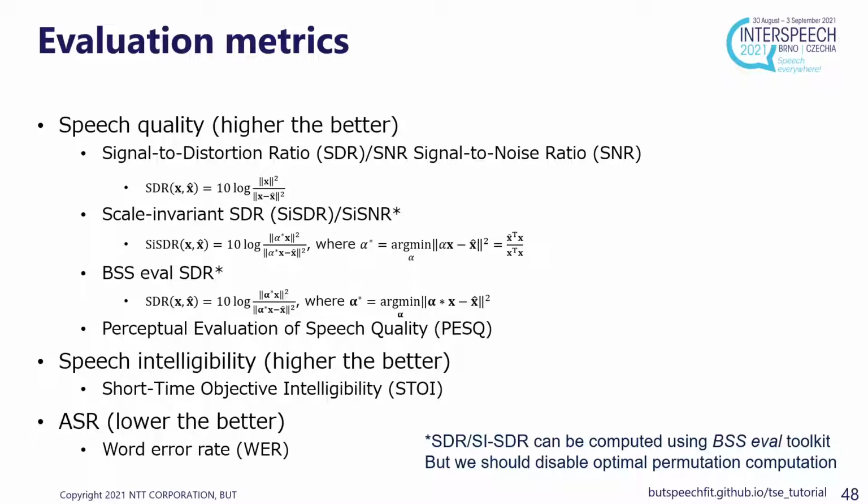Finally, in terms of evaluation metrics, many of the approaches are evaluated using the signal to distortion ratio or SDR or some variant of it. But also sometimes the method may be evaluated with PESQ or, for speech intelligibility, with STOI. And for ASR, the word error rate is also, of course, widely used. So Katka will speak a little bit more about the SDR in her part.